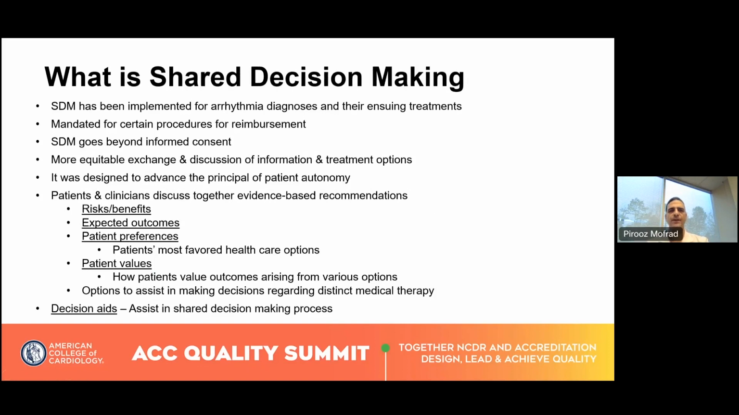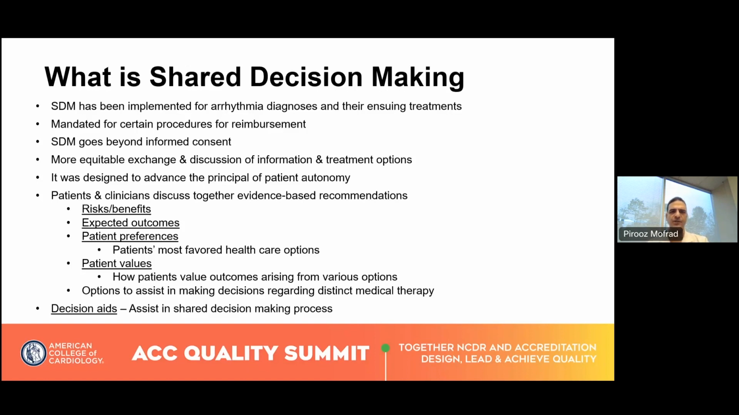So it goes above and beyond what you consider the informed consent procedure, where patients really have more of a say and more of a discussion of the long-term outcomes and downstream effects of what treatment they decide to pursue, whether it be the downstream effects of getting a defibrillator, not just the implantation of it, or the downstream effects of anticoagulants, risk of bleeding, long-term side effect profiles. And it's really designed to advance the principle of patient autonomy.